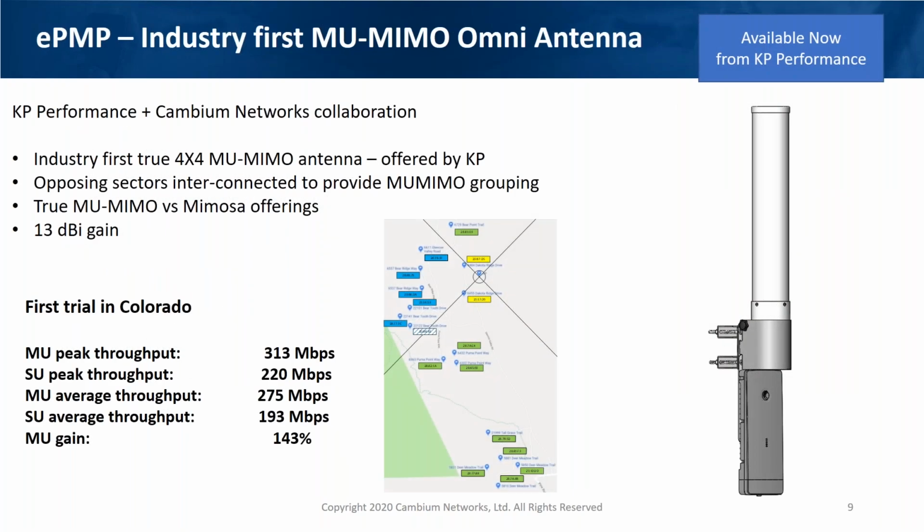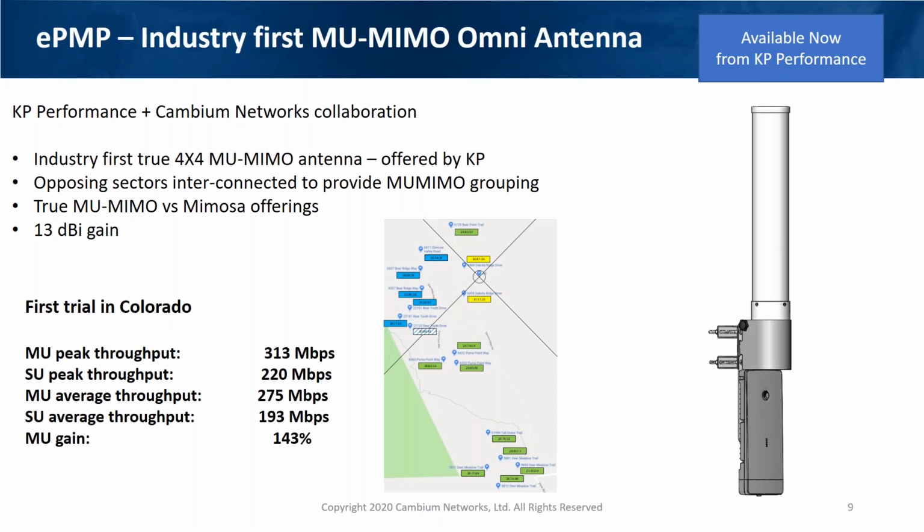I just want to highlight a product from one of our ecosystem partners. This is a true MU-MIMO Omni antenna from a partner of ours called KP Performance. Again, thinking in the context of the discussion here, this is MU-MIMO, so it interoperates with the ePMP 3000, does that full capacity where I can talk to 2 subscribers at the same time. It's a pretty good gain for an Omni. It's actually 13 dBi because it's really architected or designed as a couple of different opposing 180-degree sectors.